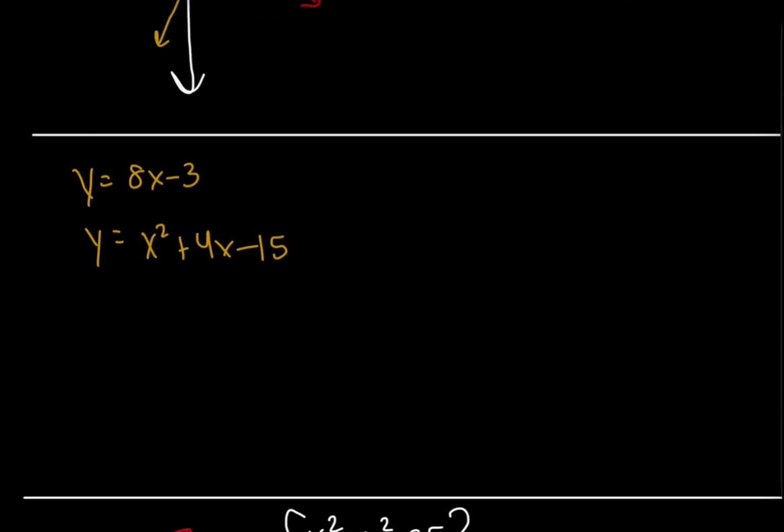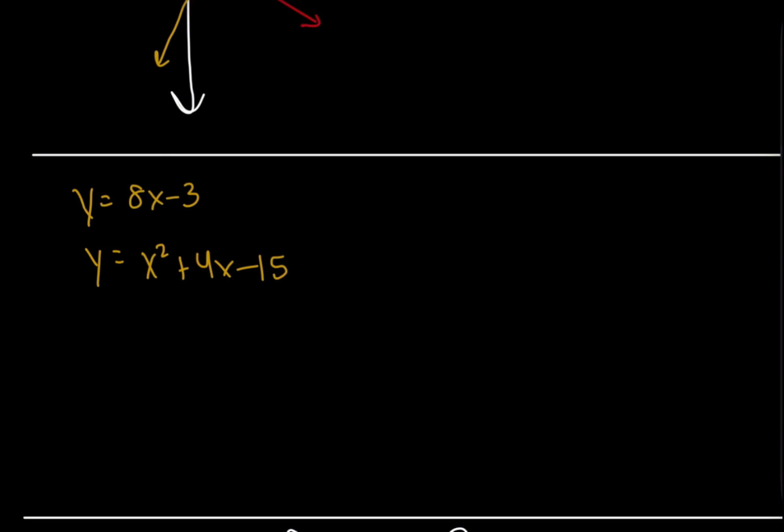In this first problem, we see that both equations are equal to y. If they're both equal to y, they're also equal to each other. So we're going to set these two equal to each other. We're going to have 8x minus 3 is equal to x squared plus 4x minus 15. Now pay attention to the fact that we have a square. We have a quadratic here.